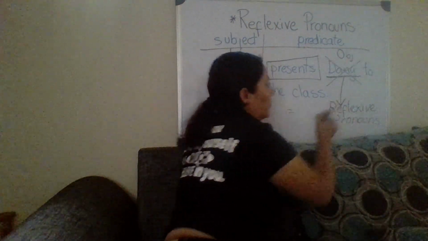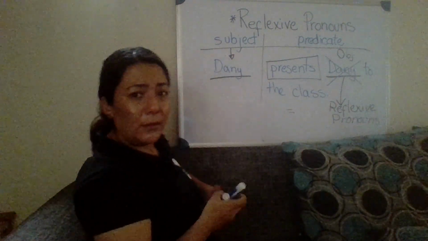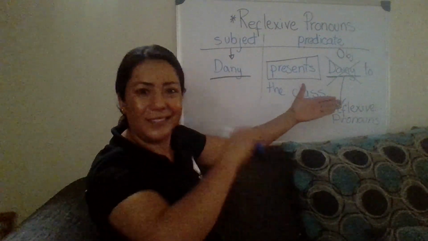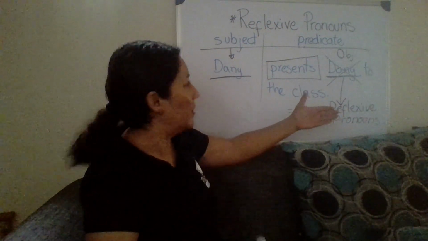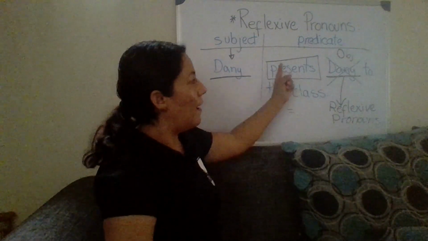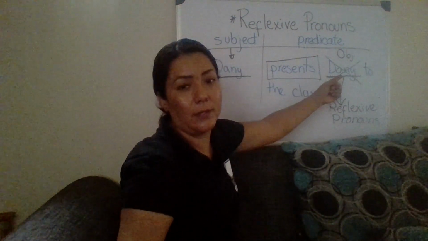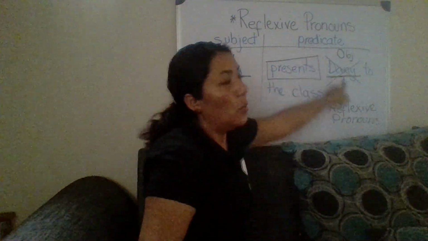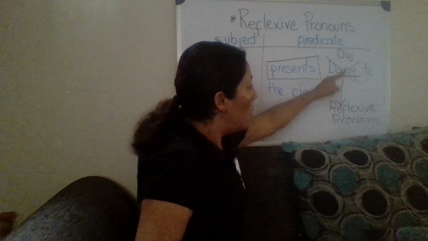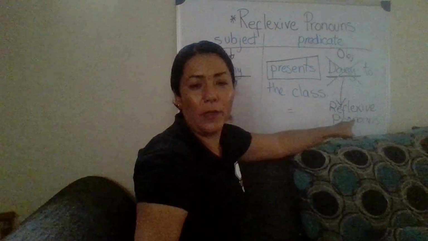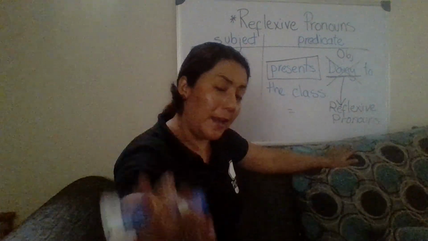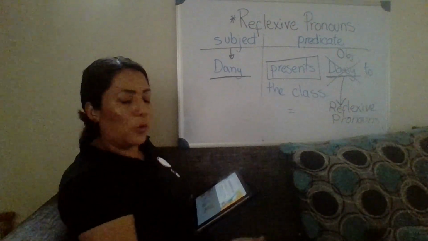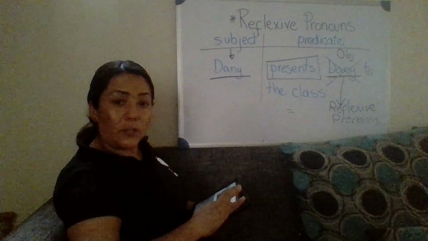Okay? Now, is that clear? Remember, subject, predicate. Super, super important. Subject, predicate, verb, direct object. Subject and object are the same. We don't repeat the subject. We replace the object with a reflexive pronoun. Now, let's go to the book page and see what the reflexive pronouns are. It's page 95.